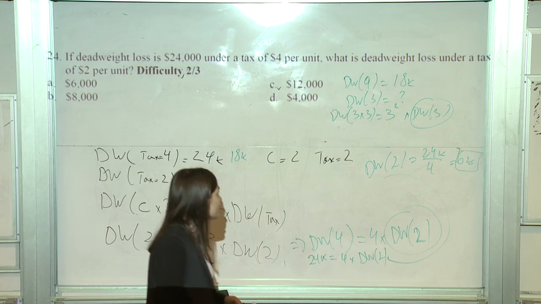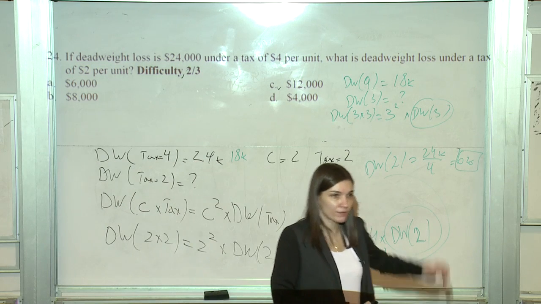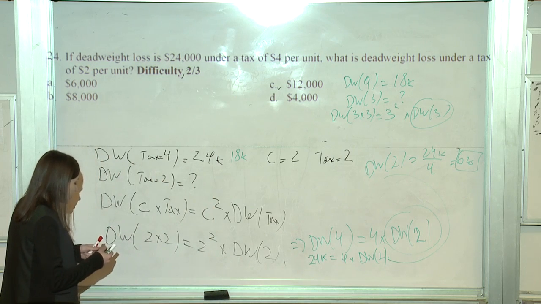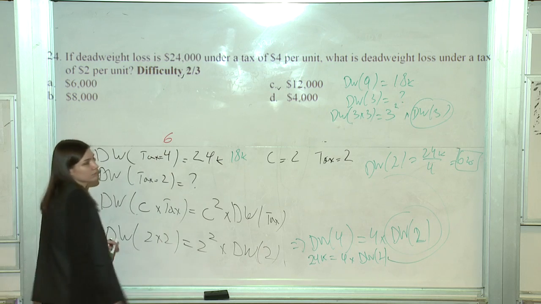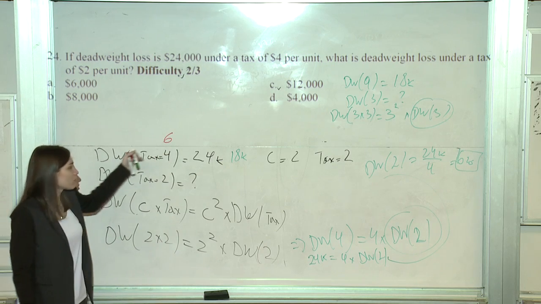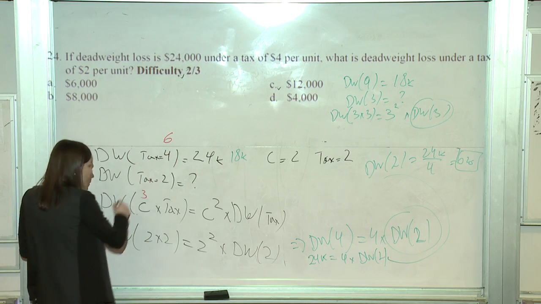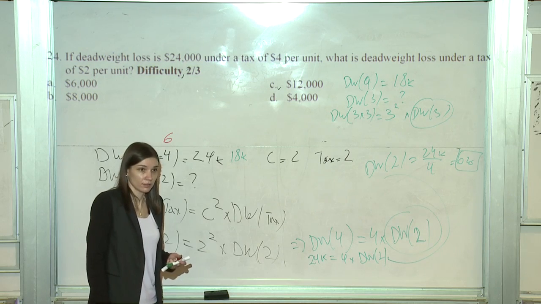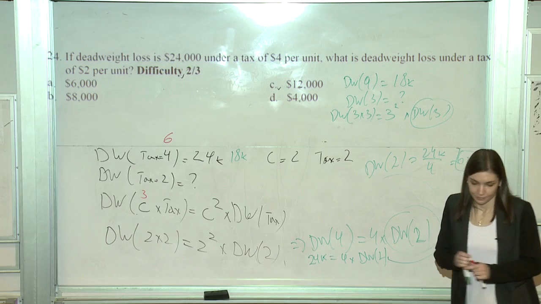All right, so the question is, do we always divide by the same number squared? And the answer is no. You always follow the formula, right? I can ask you, if the tax is 6, right? If I give you the dead weight loss at 6, I can ask you for the dead weight loss at 2, right? But then this would be 3 instead of 2. And then I will divide by 9 again. Right? All right.